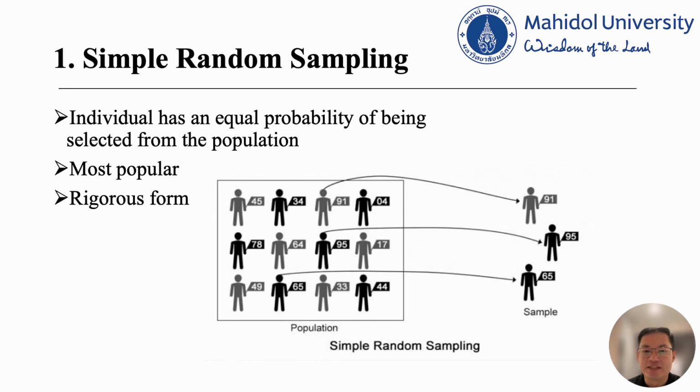In simple random sampling, each member of the population has an equal and independent chance of being selected. It's like drawing names from a hat. Every name has the same chance. This method is widely used and considered the most rigorous. However, it requires a complete list of the population, which may not always be available.